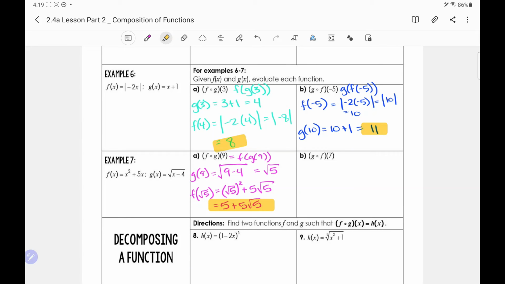B, let's try B. If you want, pause and do it on your own. I strongly encourage you to do that. I have g of f of 7. So I'm going to do f of 7 first.